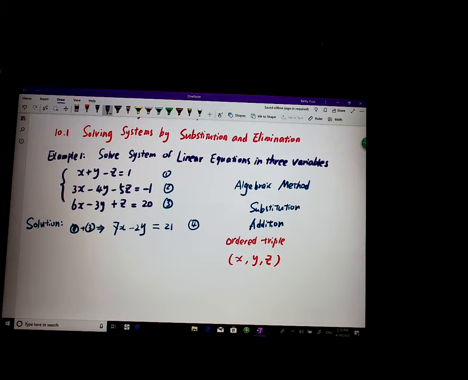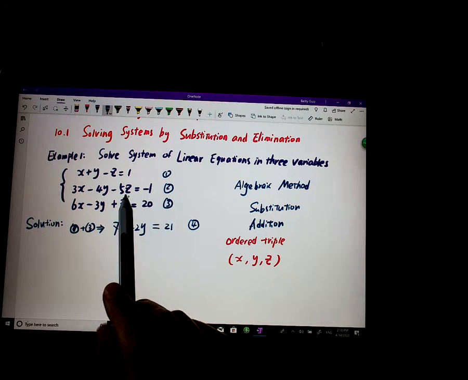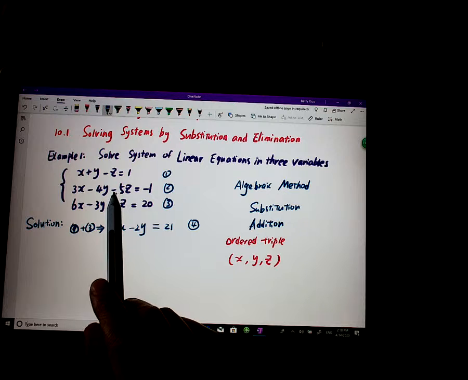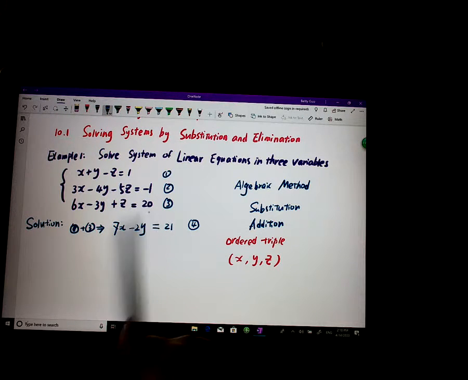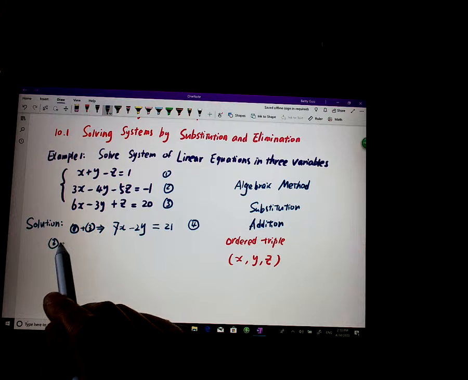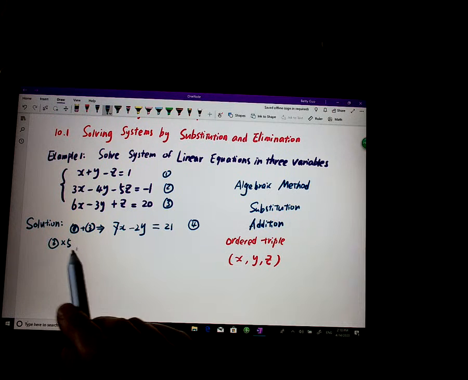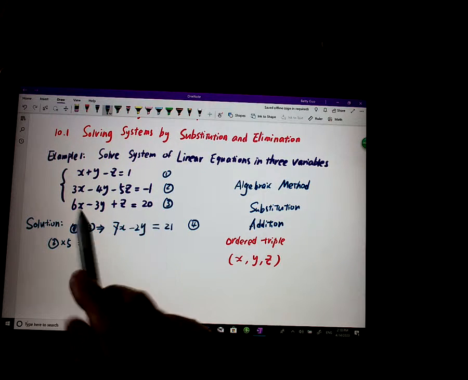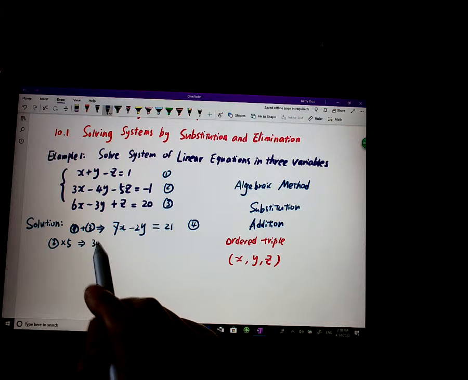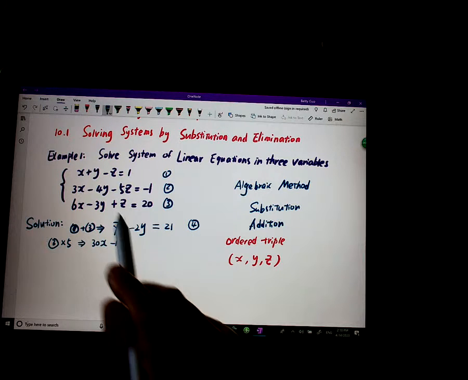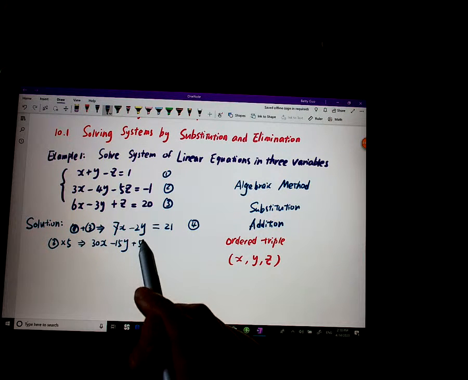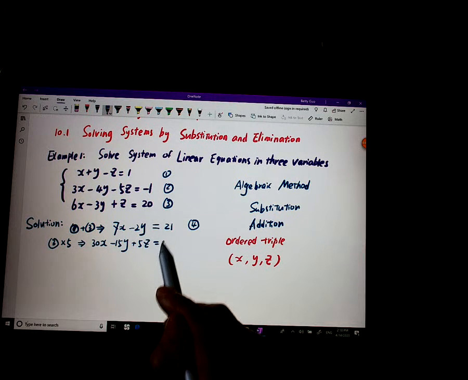So this is what we are going to do. In equation 2, variable z has coefficient -5. If we multiply equation 3 by 5, then we would have a different equation. Let's see what the equation is. If we multiply equation 3 by 5, 6x times 5 is 30x. Negative 3y times 5 is negative 15y. z times 5 is 5z, equals 20 times 5, 100.